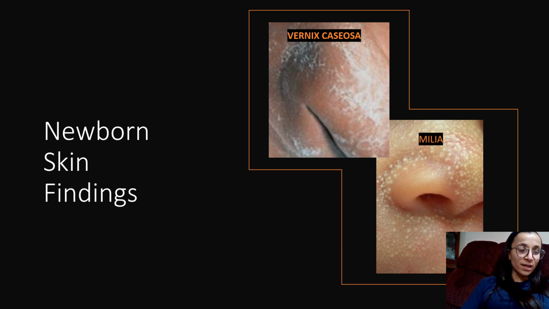Some other findings: vernix caseosa, which is over here, is a protective substance that covers the fetus. It has a white, waxy, cheesy appearance and is usually found in the genital area of term newborns. These are all things that aren't newborn defects but are normal. The next one is milia. As you see, this is a baby's nose. It's tiny white spots, usually found on the nose, maybe the chin also, and they go away on their own.